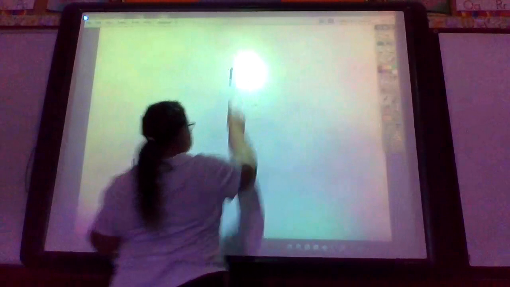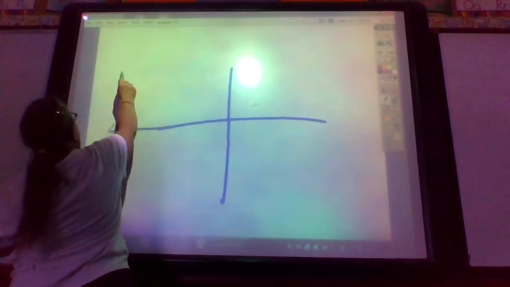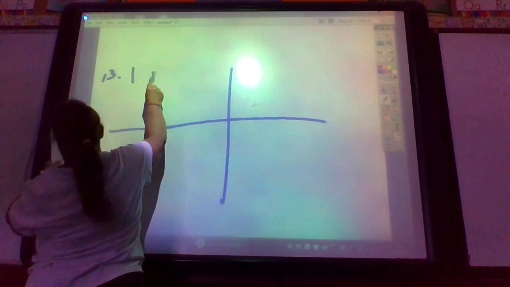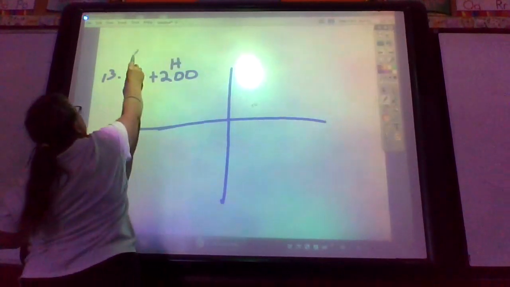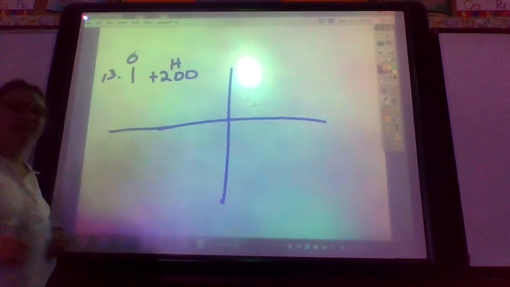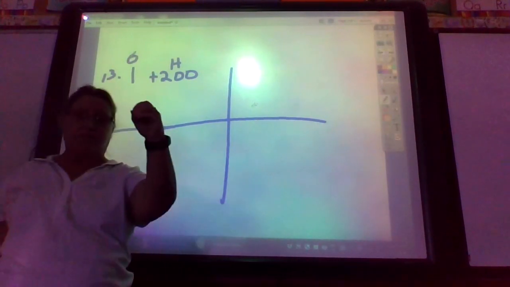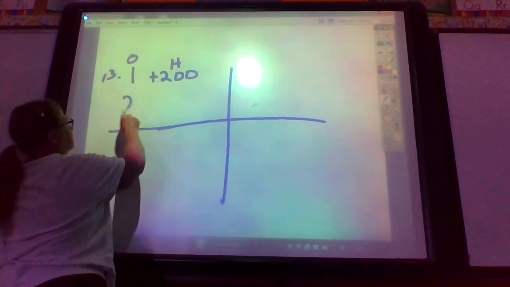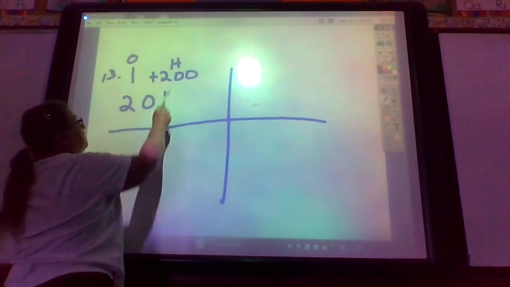Okay. Number 13. These, they have done a little differently than what we did. This is number 13. They have 1 plus 200. We have hundreds and we have ones. We don't have any tens up there. They're not showing us a 10. That means it's a 0. So I have 2 hundreds, 0 tens, because I don't see any tens up there, and 1 one.